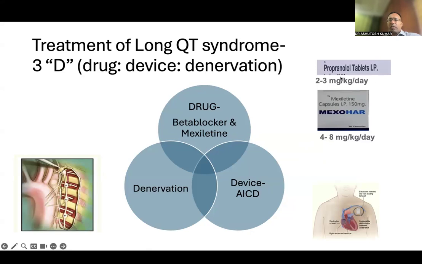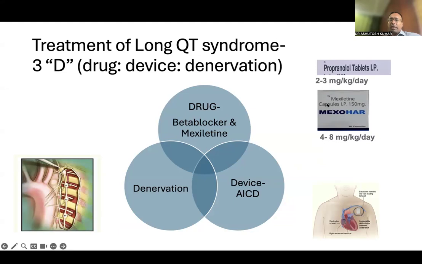So drug: propranolol, Inderal, 2 to 3 milligram per kg per day. This is important because for a 30 kg boy, we have to give at least 60 milligram, and usually underdosing is one of the reasons for under-treatment of long QT. If the patient is intolerant to propranolol due to asthma, or the patient has a low heart rate, then mexiletine is the other drug, and it is usually given at 4 to 8 milligram per kg in three divided doses. So these two drugs are the important sheet anchor treatment.